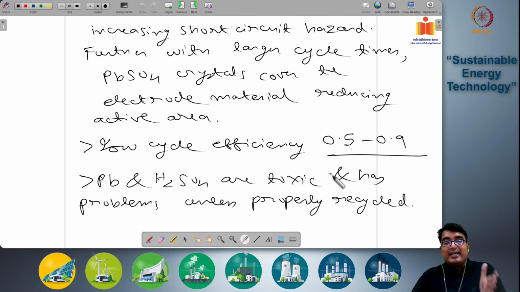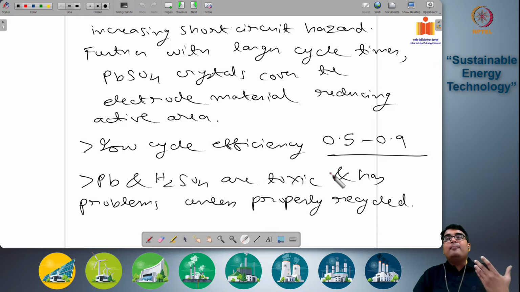Okay. Lead is a heavy metal, certainly toxic. Sulfuric acid is of course extremely dangerous to skin and to human health. Okay, so the battery materials are quite toxic, and the recycling and management of the battery material is essential to make this a sustainable energy storage system.